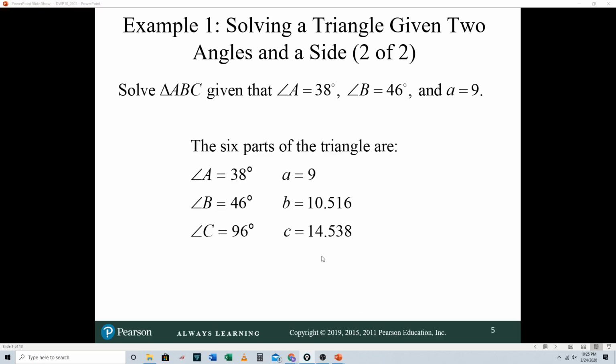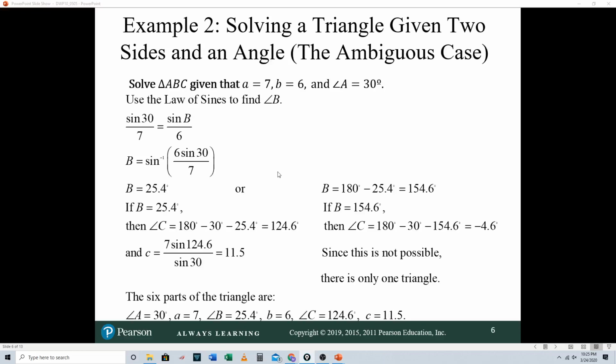So yeah, we're good. All right. So here we have the ambiguous case. Okay, and they kind of did a lot of the work for us right here.